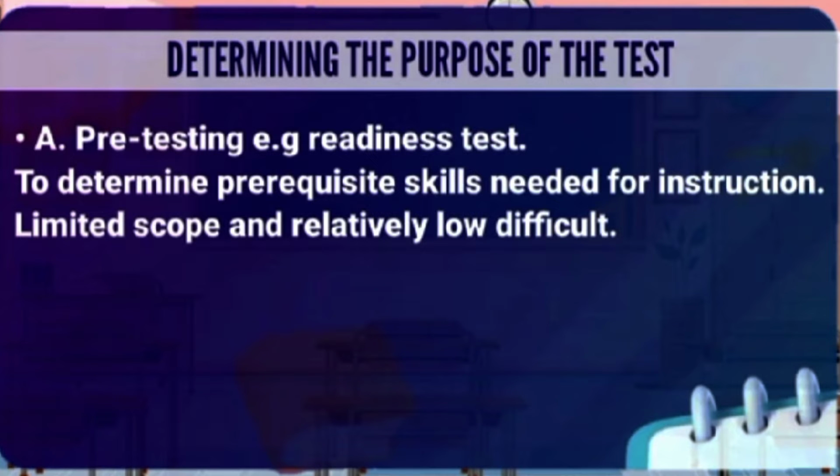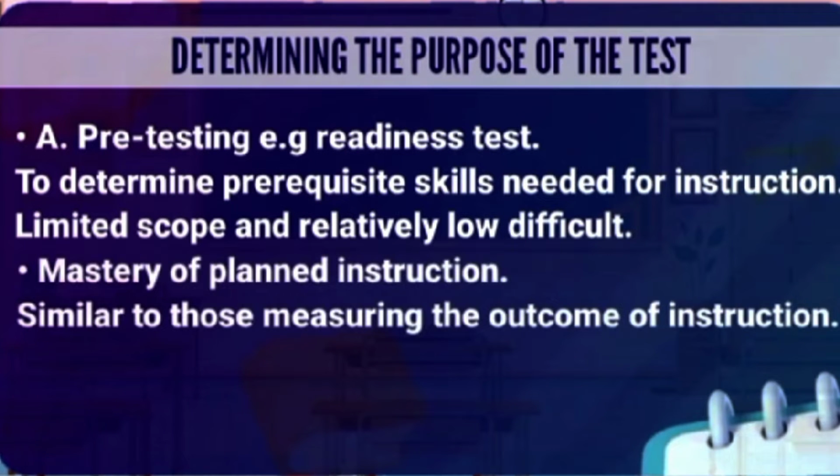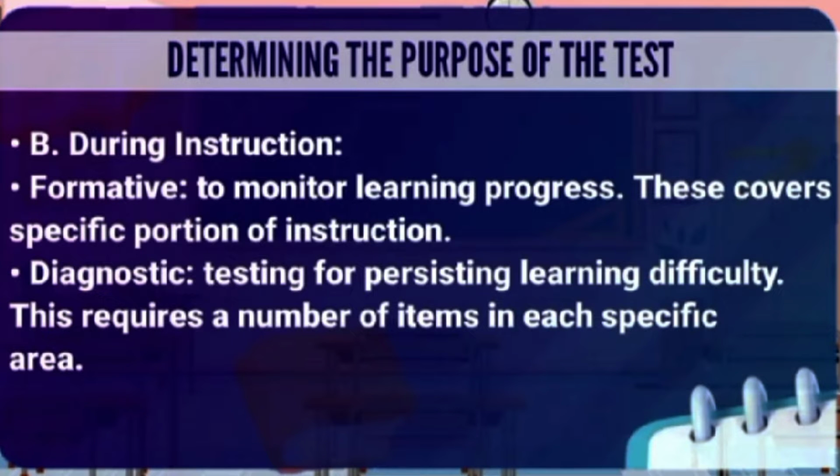First is pre-testing. An example here is the readiness test, to determine the prerequisite skills needed for instruction, with limited scope and relatively low difficulty. Next is the mastery of planned instruction, similar to those measuring the outcome of instruction. B. During instruction. First is the formative, to monitor learning progress; this covers a specific portion of instruction.